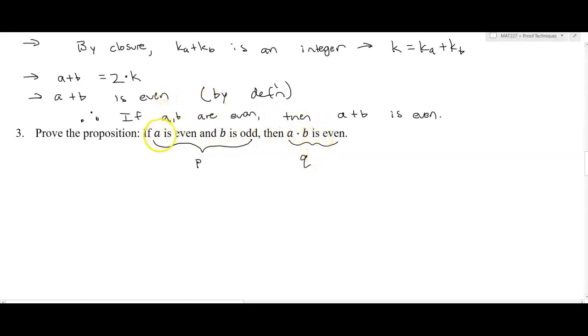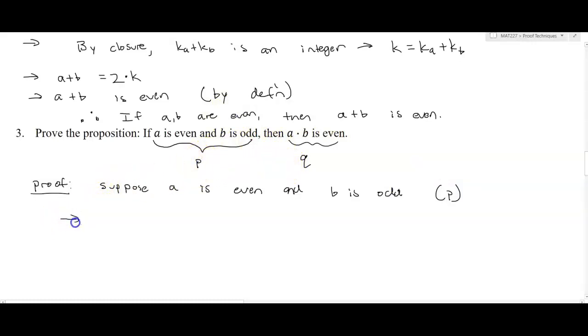So what we're going to do here is we're going to break up A as a definition of an even number, write B as the definition of an odd number, multiply them together and show that we get something that is even, that can be written in the form 2 times some integer. So I'll start off this proof in a very, very similar sense. We'll say, suppose A is even and B is odd. Okay, all we're doing here is we just assumed P. And we want to show that anytime P is true, so is Q.